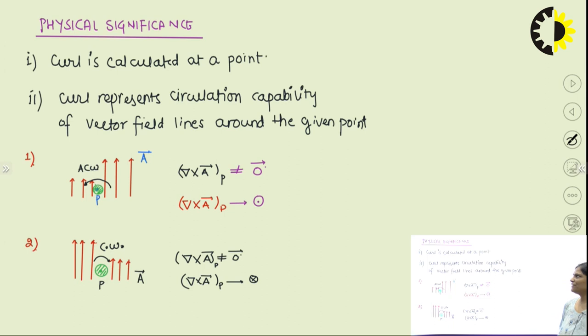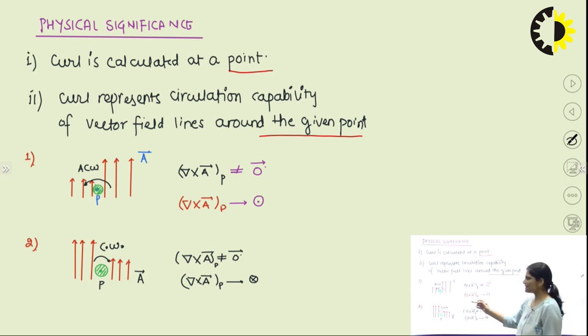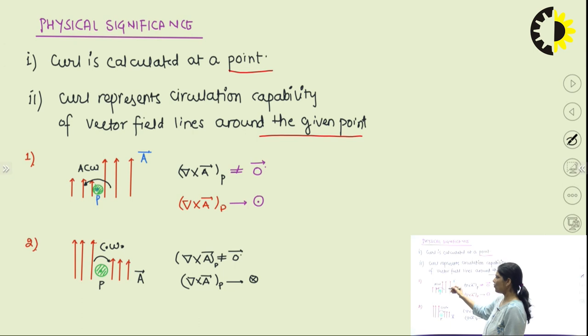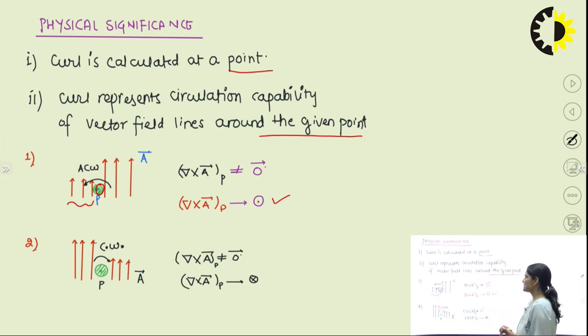Now the physical significance of curl. Curl is calculated at a point, and curl represents the circulation capability of the vector field lines around the given point. Let us consider this field. You can see here all lines are in the upward direction. This is a point P, or you can consider this a ball. Here you can see these lines are heavy, their strength is more compared to these three lines. So it will rotate in the anti-clockwise direction and the direction is outward. So outward is represented as this.